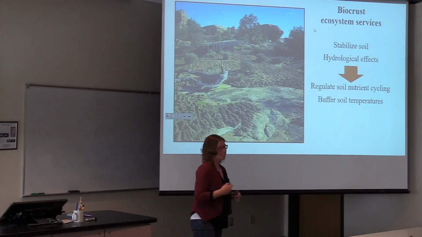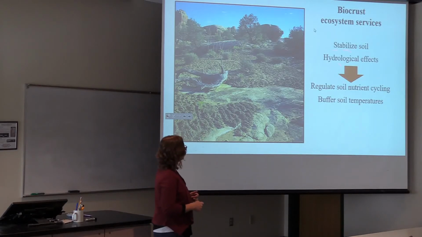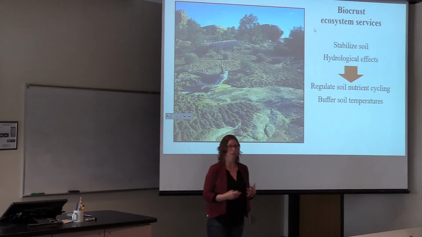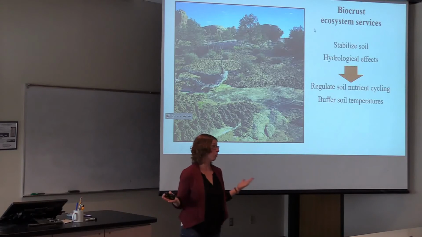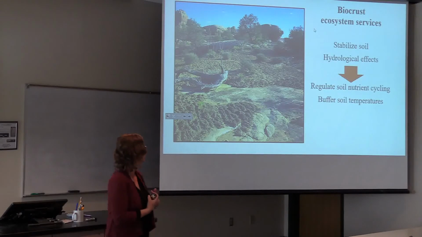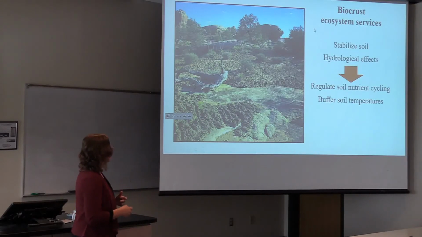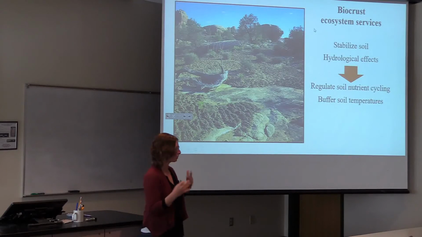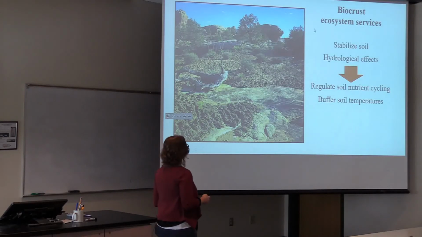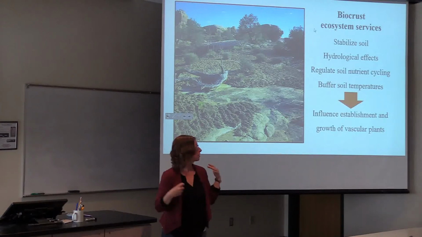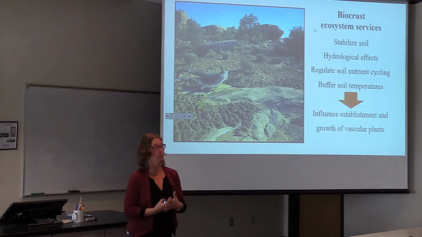And so these positive effects that biocrust can have on soil stability and soil hydrology can also regulate soil nutrient cycling dynamics. Nutrient cycling dynamics in drylands are almost entirely regulated by water availability, because that's how everything starts to move and change. These same effects will also buffer soil temperatures, particularly keeping the extremes of those temperatures from being quite as extreme. In addition, by combining all of these ecosystem services, biocrusts are very clearly influencing the establishment and growth of vascular plants.